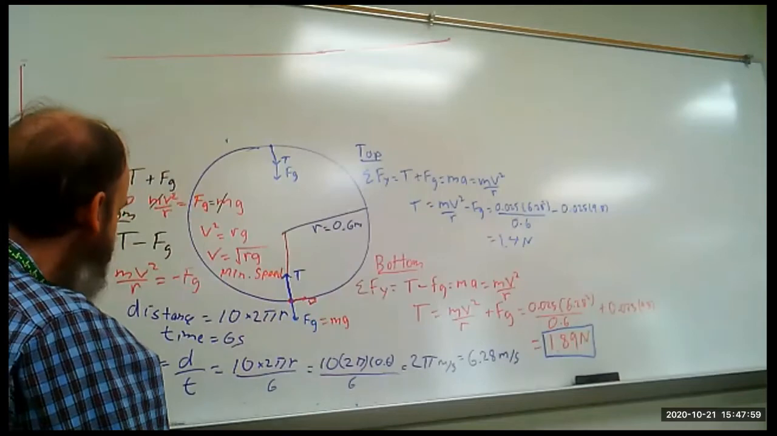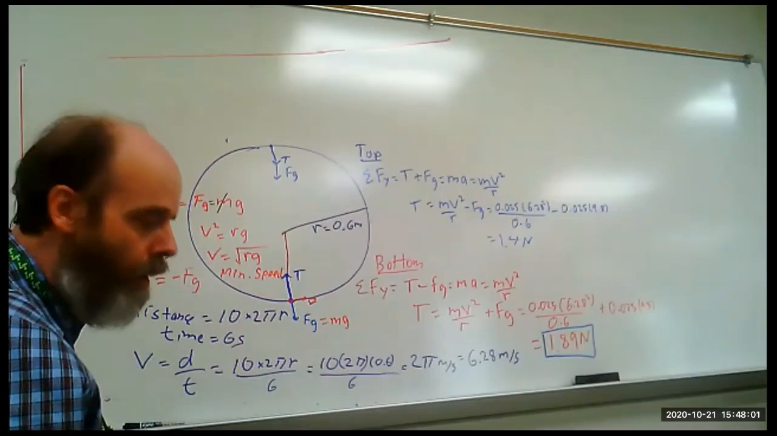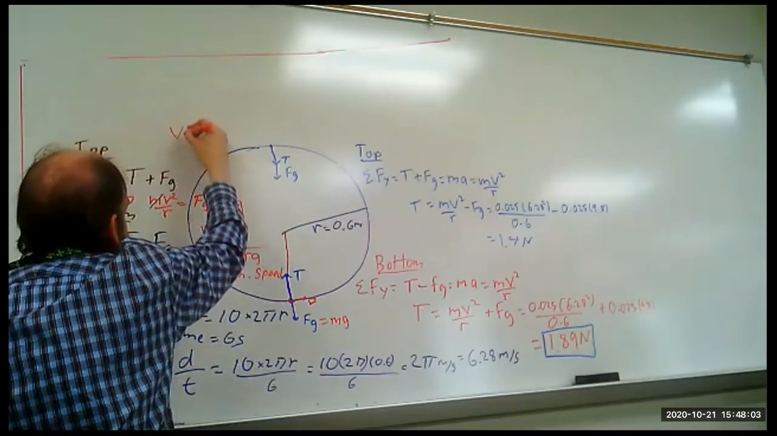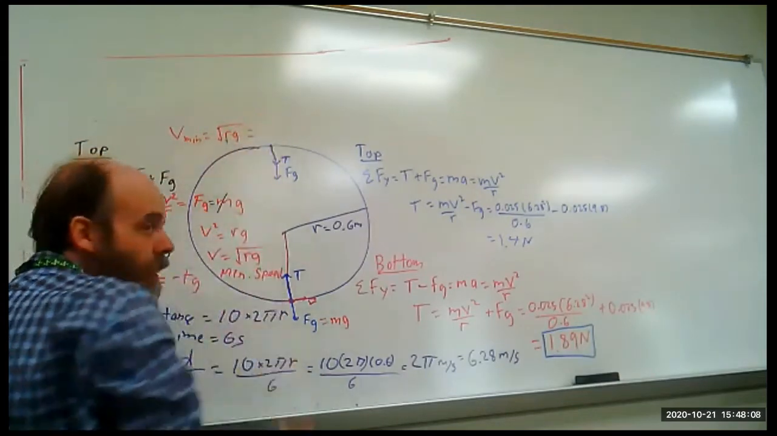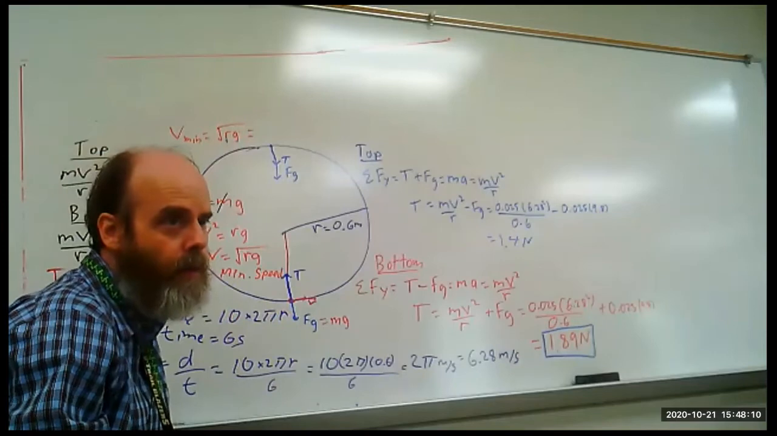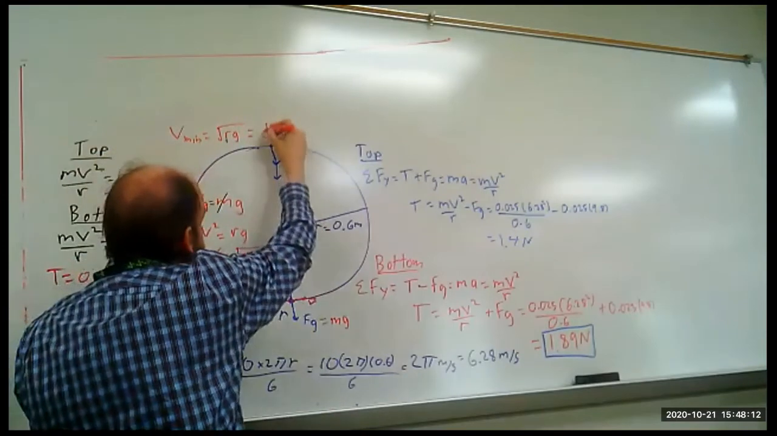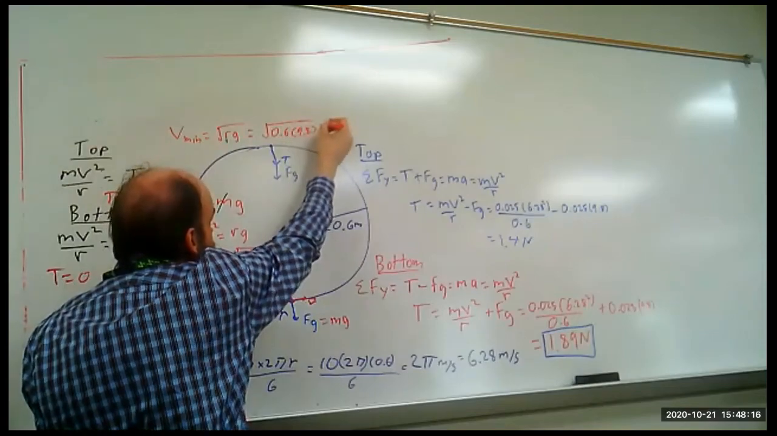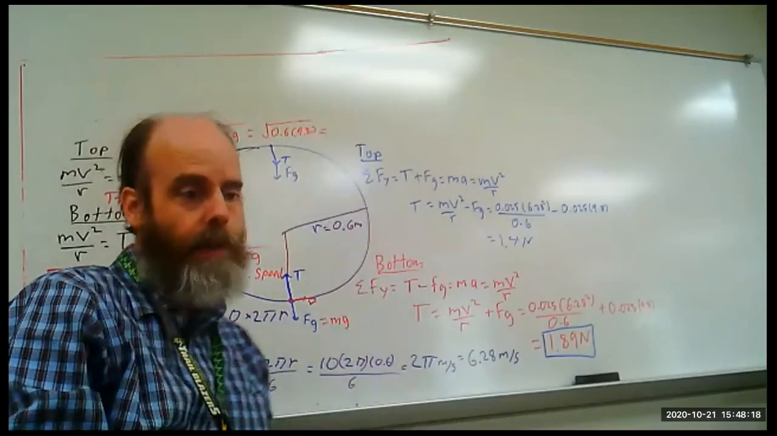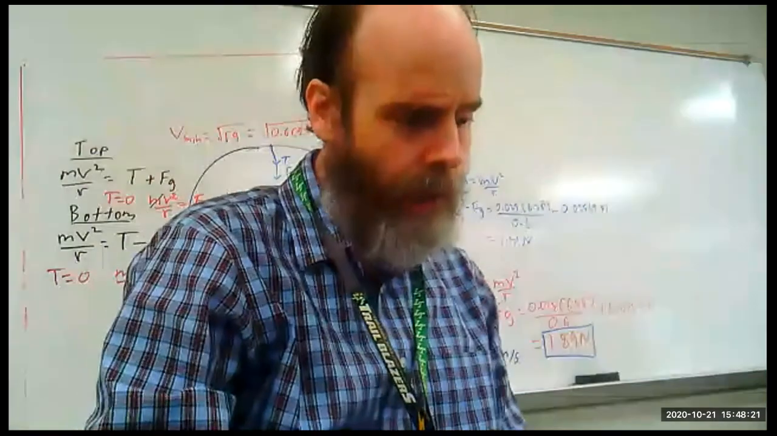So we can work that out. v equals square root of rg. So v minimum is the square root of rg, which is the square root of 0.6 times 9.8. And what is that?